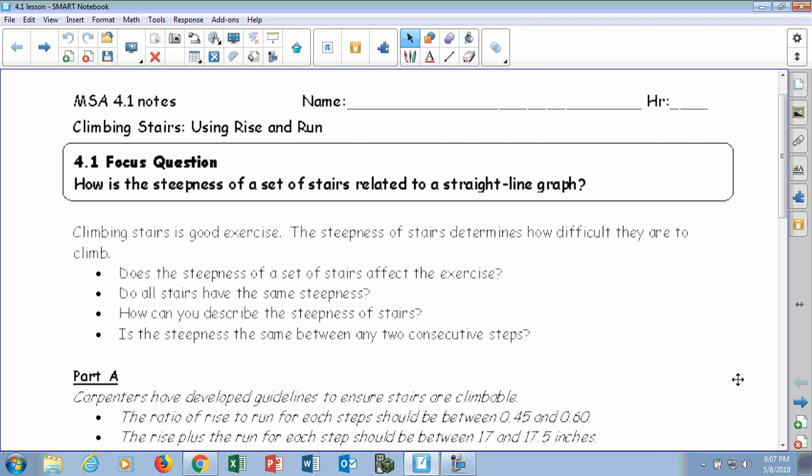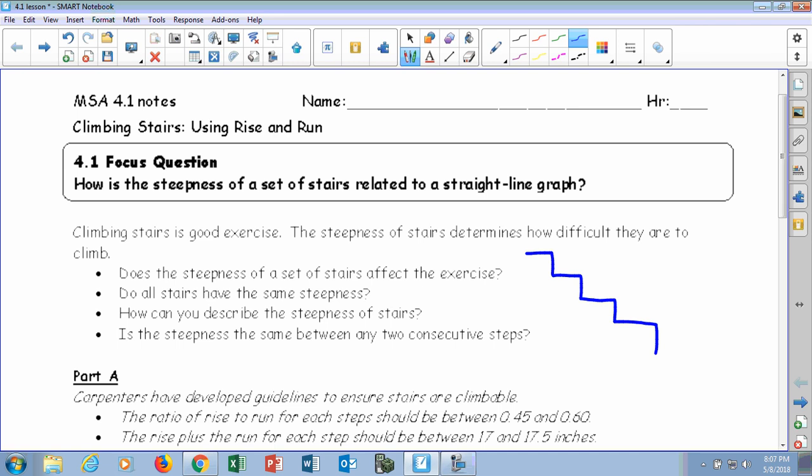Do all stairs have the same steepness? No, not all stairs. Some stairs are steeper than others, but usually in the same flight of staircase, they're the same. How can you describe the steepness of steps? Well, remember the stairs, depending on if you're going down or up, right? Usually a step comes out and then it goes down, and then comes out and comes down. Or if you're going up, kind of the same thing, right? Goes up and then across. So that's usually describing the steepness of a step.